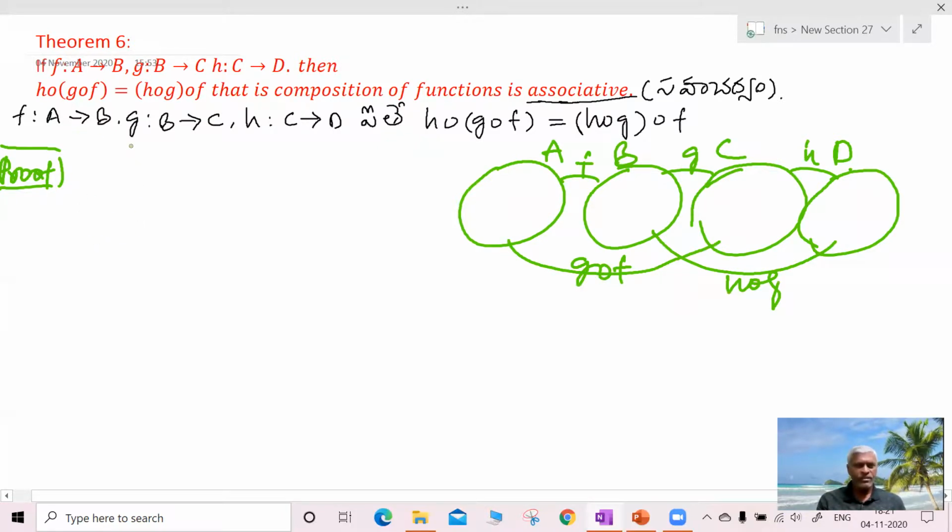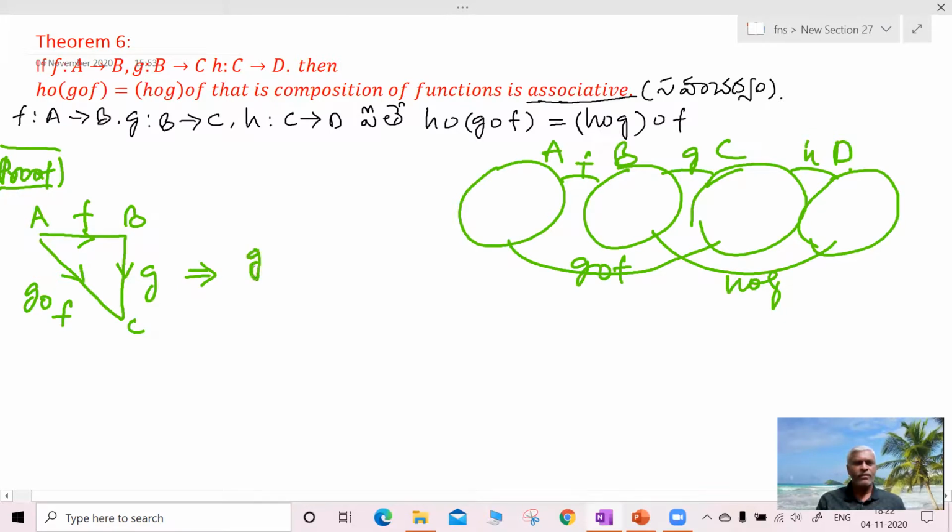Now let us find G circle F domain. This is the very simple way. G circle F: F is from A to B, G is from B to C. So this diagonal will give us G circle F. This is G circle F. So G circle F is a function from A to C, from the diagram also.